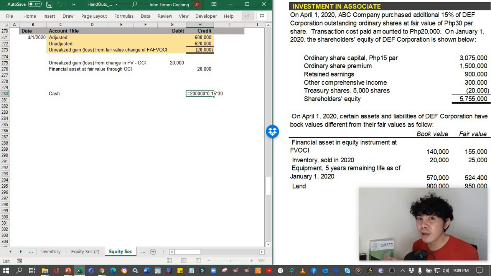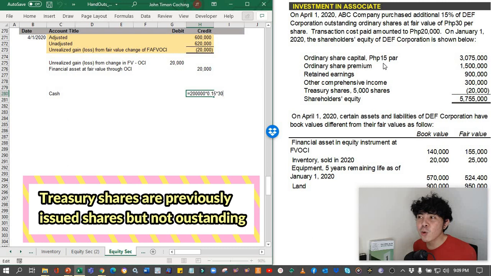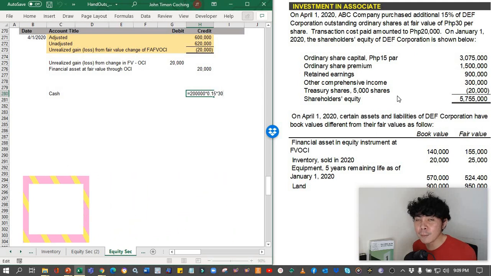Ang question, yung 205,000 shares ba ay outstanding? So, hindi outstanding lahat yon. Bakit? Kasi meron tayo ditong treasury shares. Ilan ang treasury shares daw natin? 5,000 shares. So, kung ang issued natin is 205,000 shares at merong 5,000 shares na nasa treasury, ibig sabihin, ang total outstanding shares ni DEF Corporation is 200,000 shares. Kaya ito yung basis natin ng 15% additional acquisition of shares of stocks. Kaya ang formula natin is 200,000 shares times 0.15 times 30 pesos, which is the fair value per share on this date. Para lang doon sa 15%.